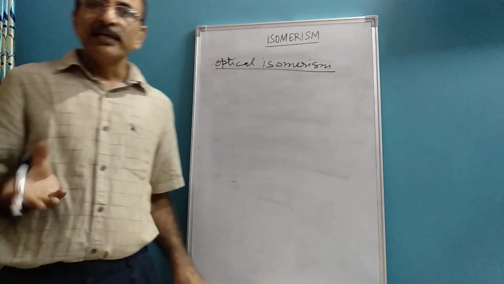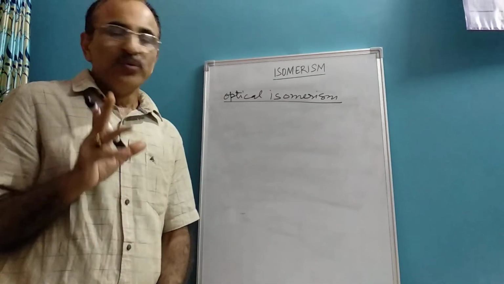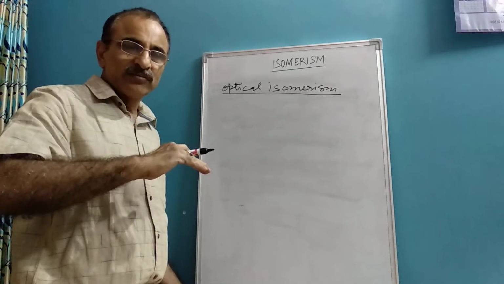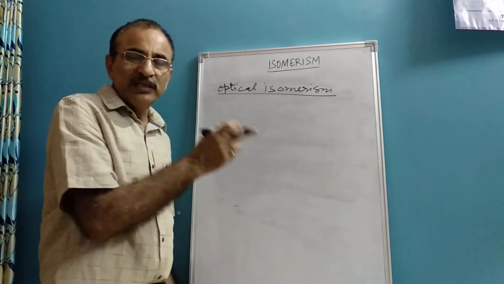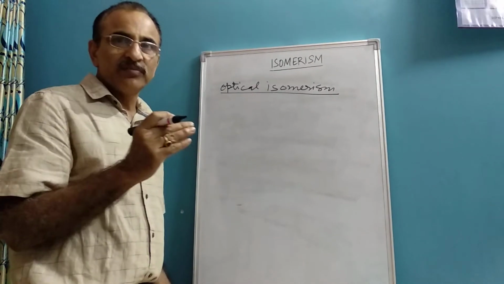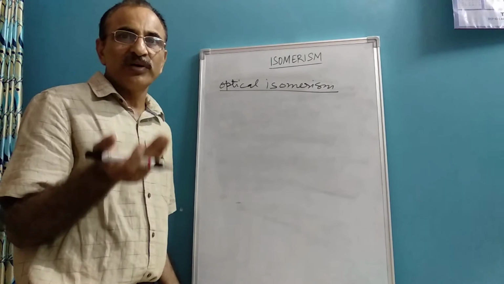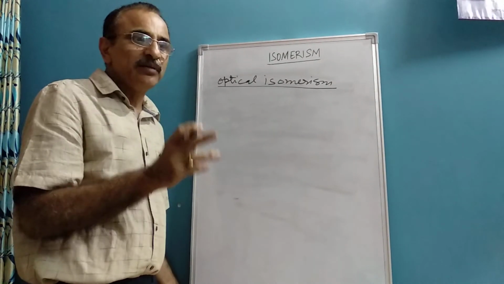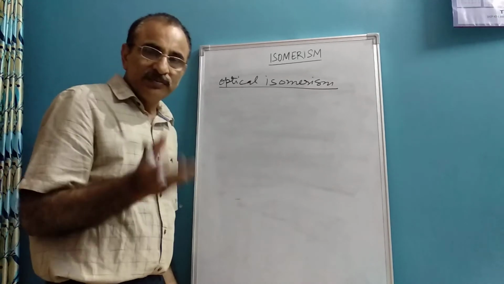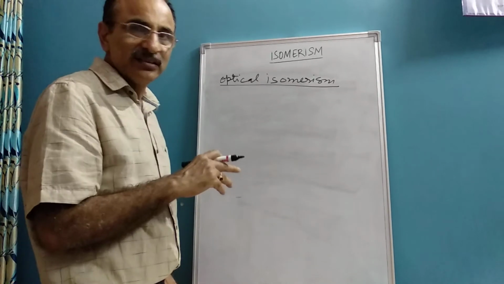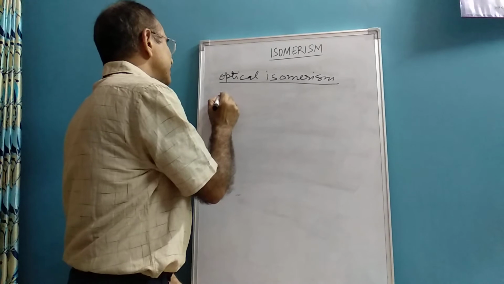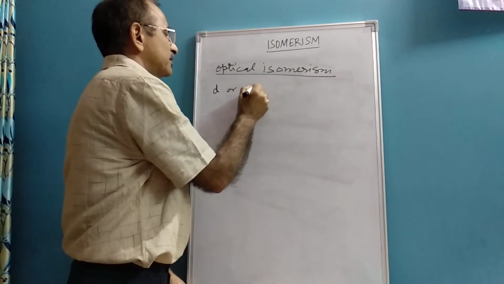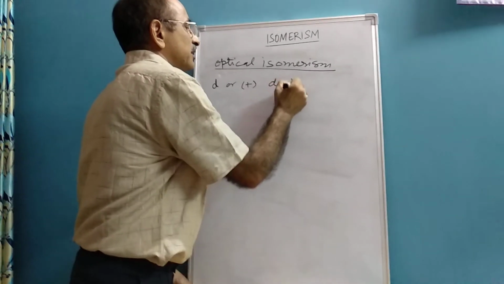whenever you are having any compound which rotates plane polarized light towards right hand side, the compound is said to be dextrorotating. Dexter means right or clockwise direction. And when any compound rotates plane polarized light towards left hand side or anti-clockwise direction, it is laevorotatory. Dextro is normally represented by D or plus. Dextro.